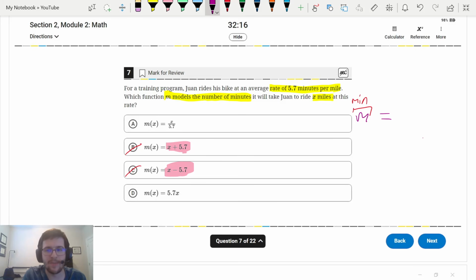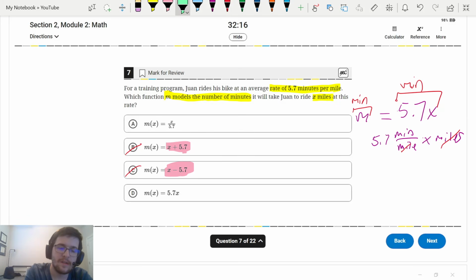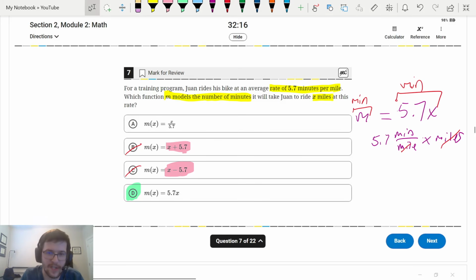Let me show you why it's multiply and not divide. So minutes per mile times x miles. See how the units cancel? And you get 5.7x minutes as well. So both sides have units of minutes. So that's the correct answer. 5.7x minutes, because the units cancel.